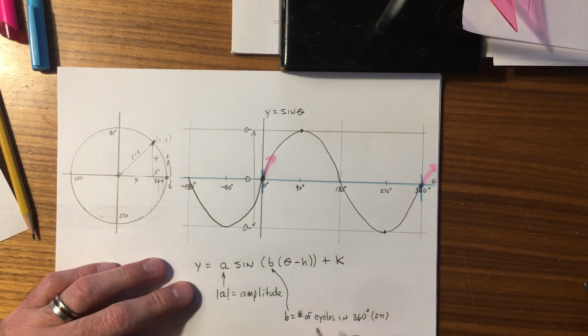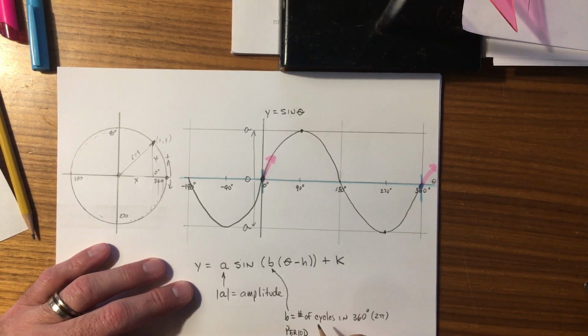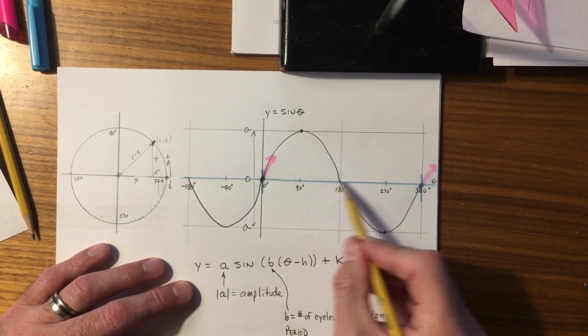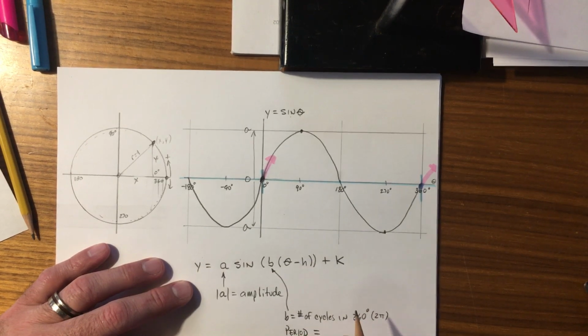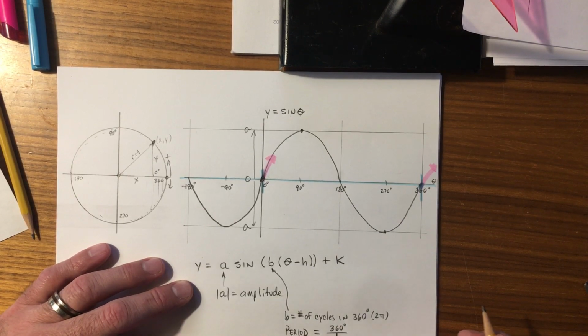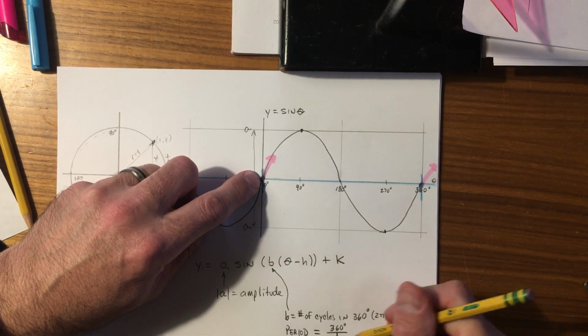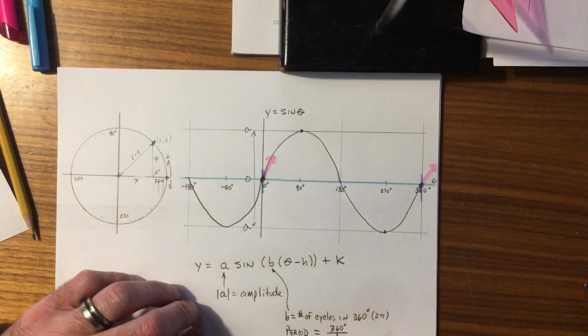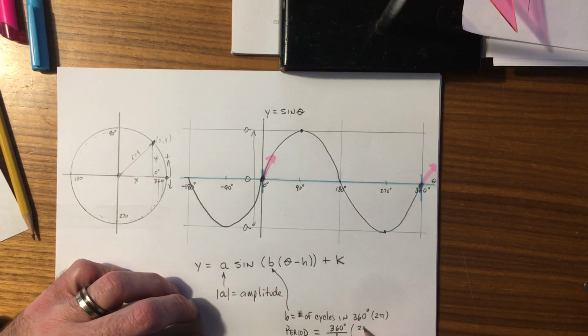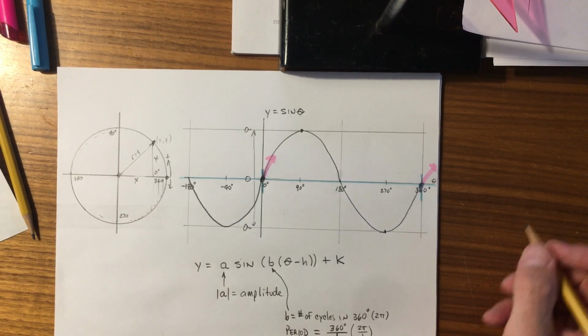Along with B, you'll remember from a previous lesson that there is this thing called the period. The period is the length of the curve, the distance from the beginning to where it starts over again. The period is equal to 360 degrees divided by B. In this case, B was 1, so 360 divided by 1 is 360, and that's how long it is. If we were in radians, it would be 2 pi divided by B.